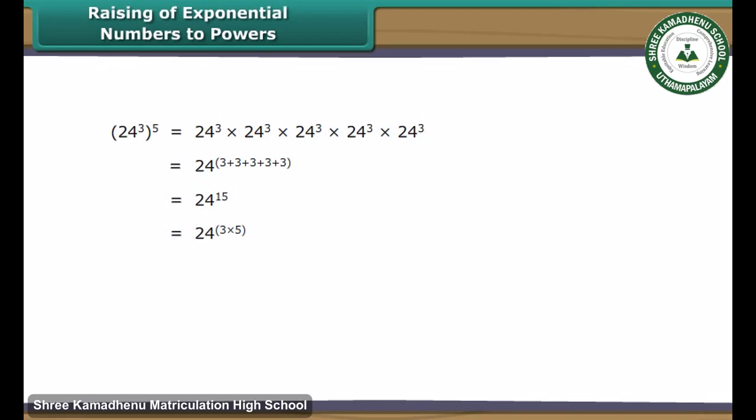Similarly, (24^3)^5 is equal to 24^3 into 24^3 into 24^3 into 24^3 into 24^3, which equals 24^(3 plus 3 plus 3 plus 3 plus 3), which is 24^15, which is equal to 24^(3 into 5).